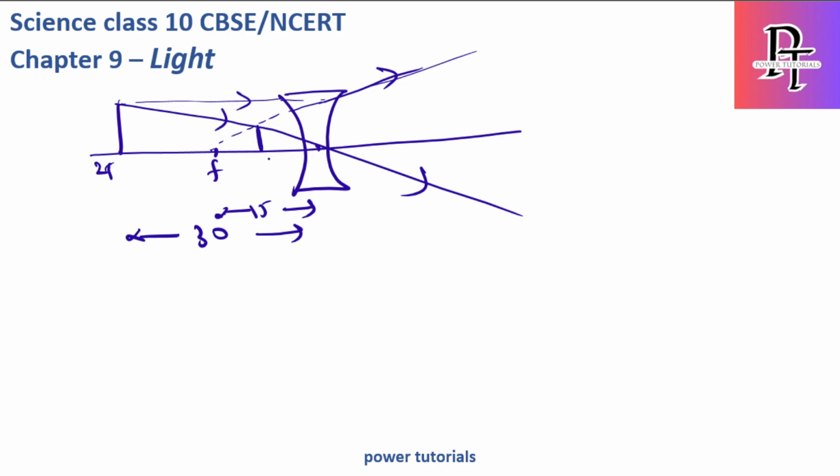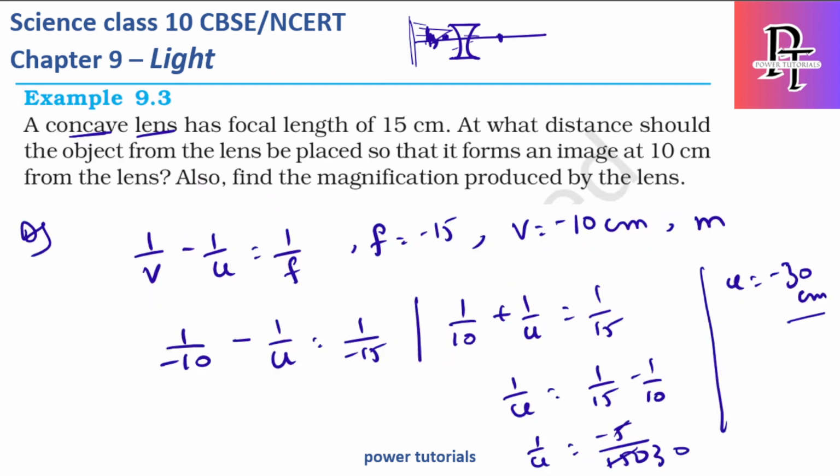Okay, so here we are getting the image. This way the distance is 10 centimeters. If they ask about nature, no, they are not asking nature. If they ask nature, it is virtual and direct. They are asking magnification produced.